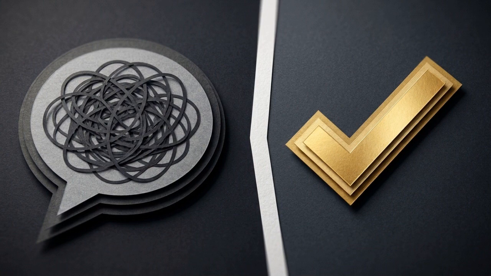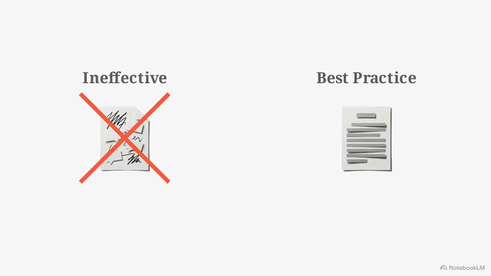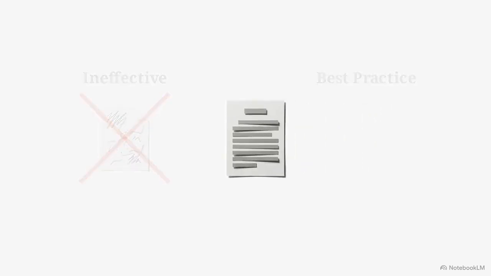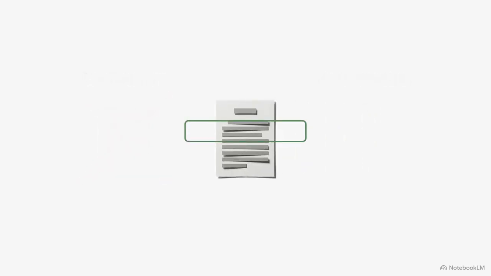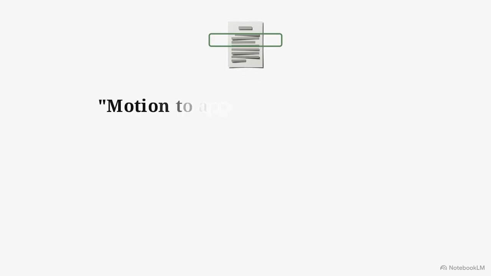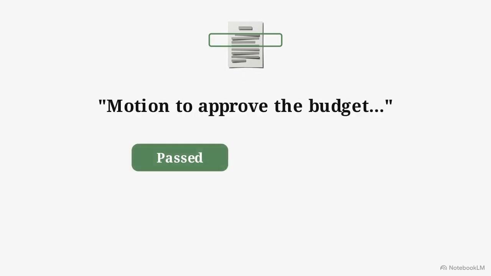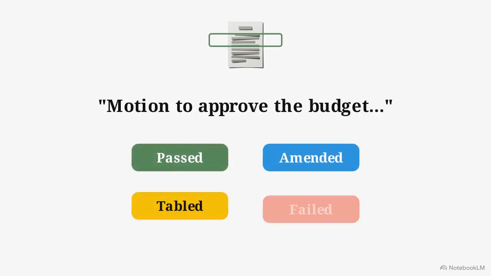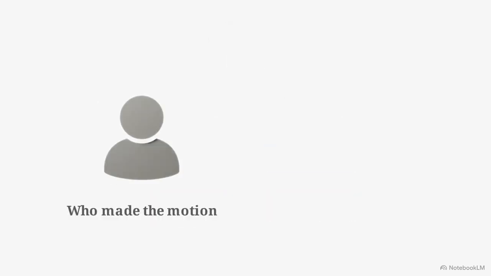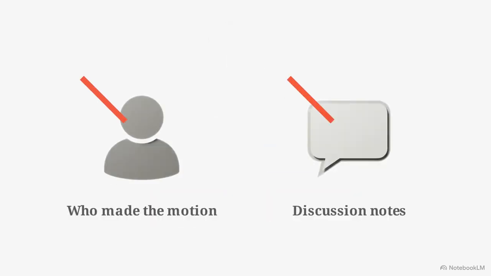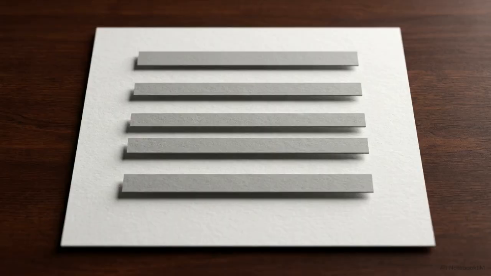Once the meeting is running, follow one operational rule above all others. Record the action, ignore the conversation. Don't write a dense block of text logging every debate. You want a clean sentence showing the action taken. Record the exact phrasing and its outcome: passed, amended, tabled, or failed. Don't list who made the motion or discussion notes. Leave those out entirely. Brevity limits risk. A sparse document with clear outcomes leaves no room for future misinterpretation.